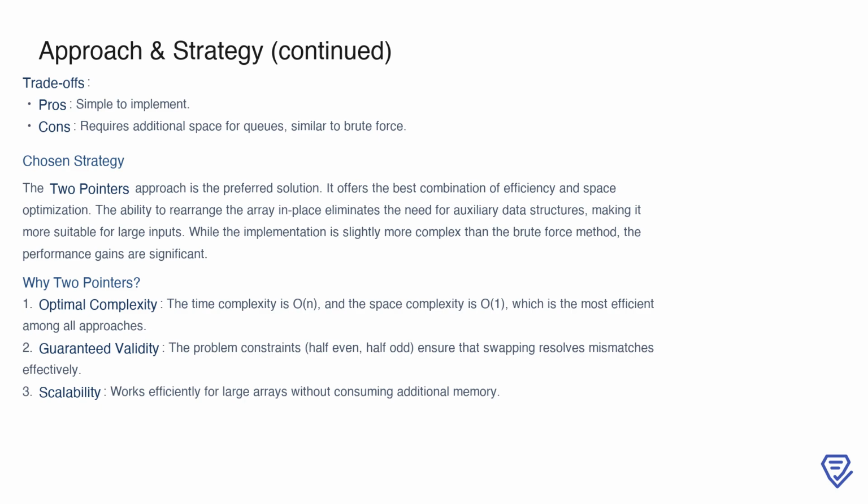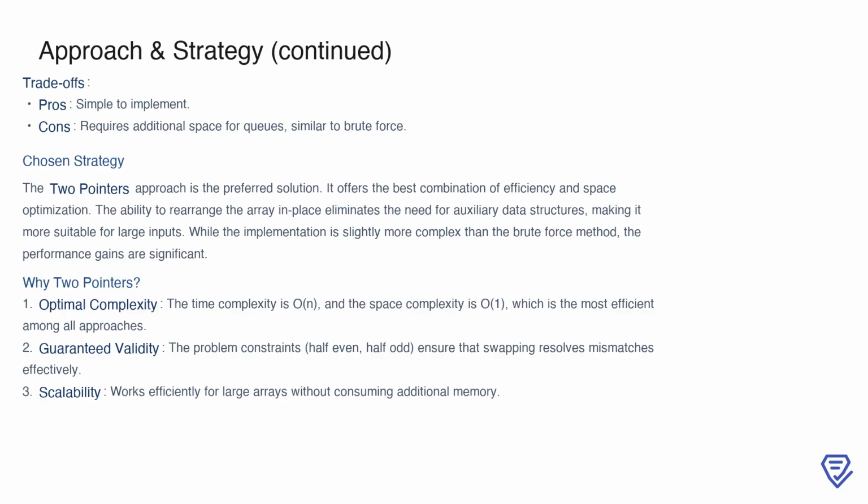It achieves optimal time complexity of O(n), while maintaining O(1) space complexity, making it scalable and suitable for handling large datasets. Additionally, the guarantee of an equal number of even and odd numbers ensures that mismatches can always be resolved, lending robustness to this strategy. Despite its slightly more complex implementation, the performance benefits far outweigh the added complexity, solidifying it as the preferred solution for this problem.